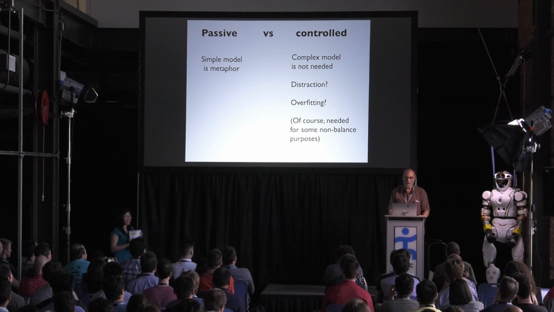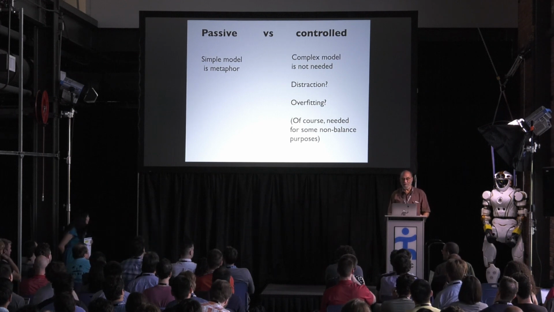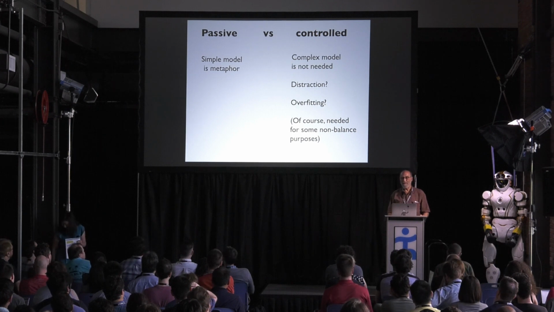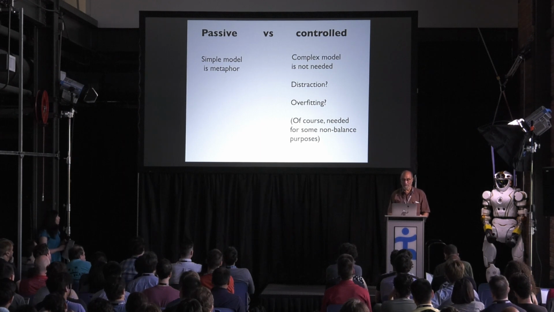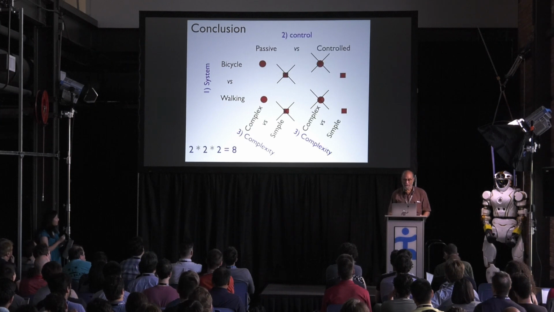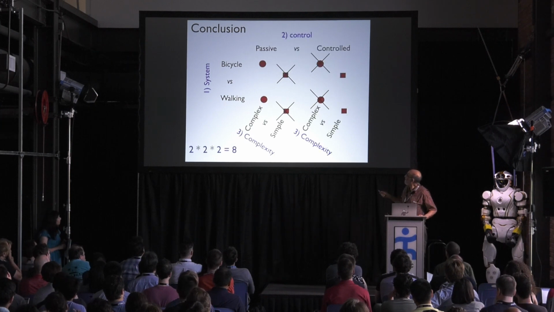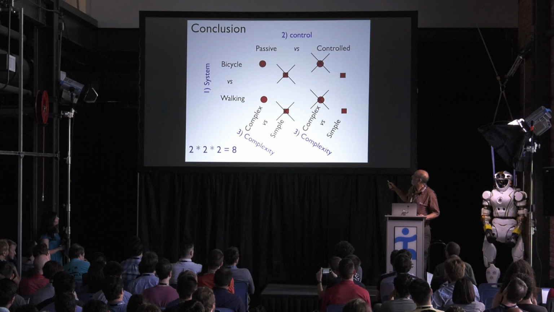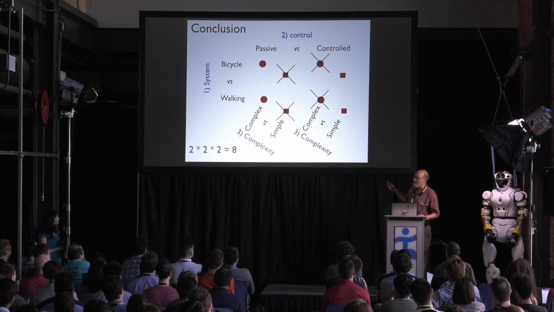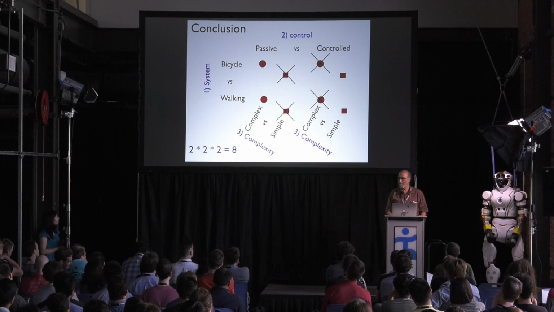Let me just give my conclusion here. The passive one, the simple model, is a metaphor. In the controlled situation, I think the opposite is true. The high fidelity model is not needed. I think it could be a distraction. I think it can lead to overfitting in your control. So here, if you're doing passive, you can use the simple models as a metaphor, but they don't tell you anything. And in the controlled version, you can use the high fidelity model, but it might be overkill, overfitting, or distraction. So simple models are appropriate for control. Complicated models are needed for passive dynamics. Okay.